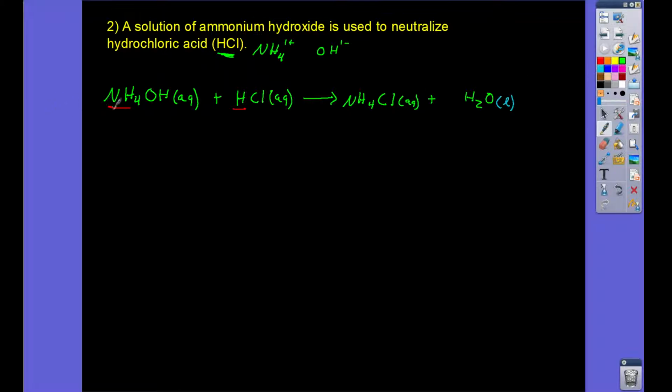So same thing as before, we separate these out into their individual ions where necessary. We have NH4OH is going to separate out into NH4 plus, which is aqueous, plus OH minus, which is aqueous, plus our H plus, which is aqueous, and Cl minus, which is also going to be aqueous.